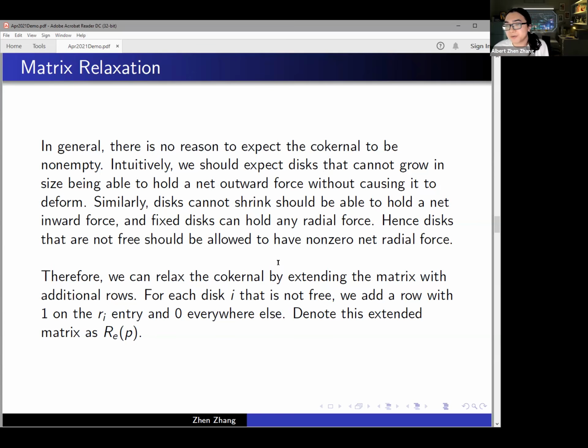So we can relax our matrix so that the co-kernel reflects the new kind of forces we are allowed to hold. And the way we do it is we add additional rows for each constrained disk that can only grow, shrink, or is fixed. For each disk that is not free, we add a row with 1 on R_i and 0 everywhere else. Once you patch a 1 there, you no longer require the previous terms in that column to sum to 0 in the co-kernel. So now you relax the co-kernel. We can denote this as R extended of P.